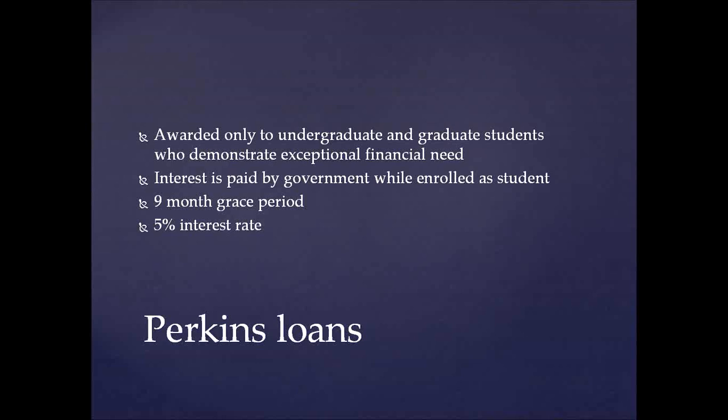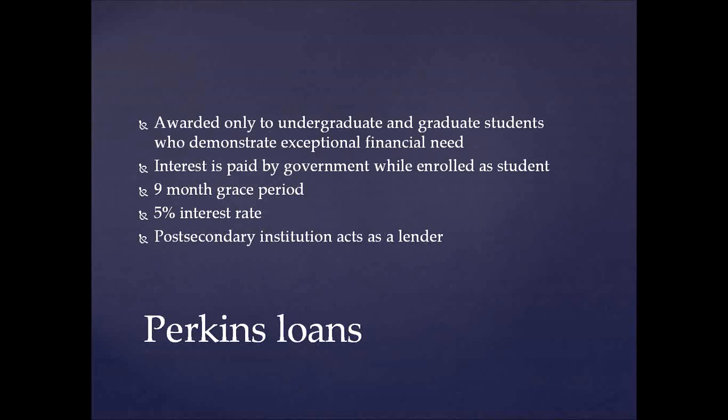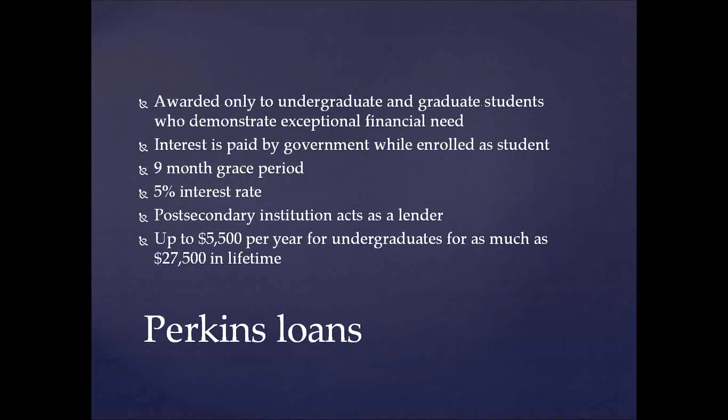These loans are actually granted by the post-secondary school that you're attending, by the way. So what this means is that depending on where you're enrolled, you might not actually be able to get it if your school is not participating, and the amounts might vary depending on where you're attending. The upper limit set by the federal government for these kinds of loans is $5,500 per year and $27,500 in your lifetime for undergraduate studies.